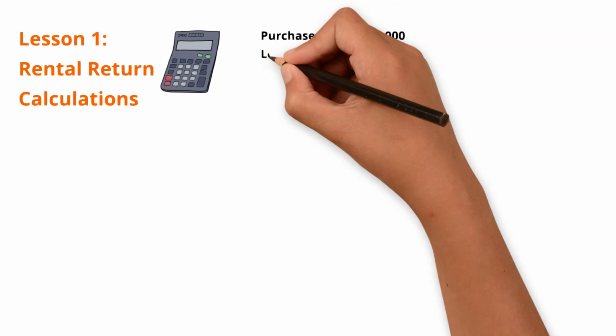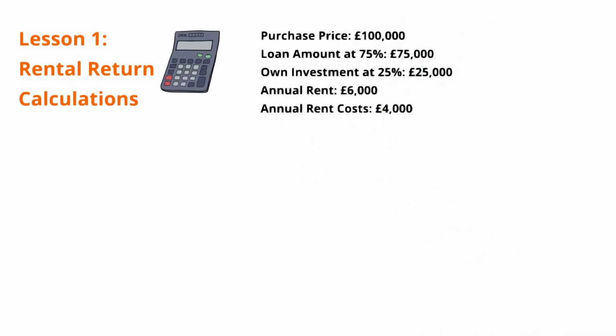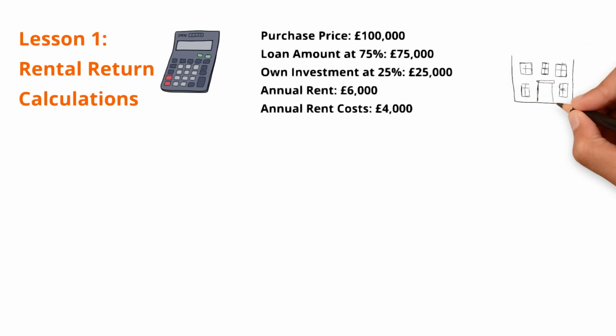So for example, say there's a property you want to purchase. The purchase price is £100,000. The loan amount is 75%, so £75,000. You put in your own investment at 25%, so £25,000. The annual rent generated is £6,000. The costs annually are £4,000. So just keep an eye on these figures. It will help as we go through the calculations.